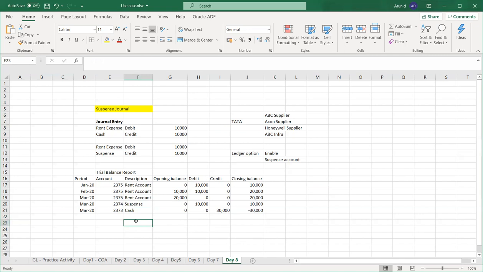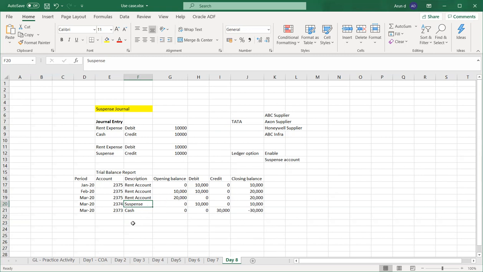Yes, correct. So that is why we will not suggest it. Even if I take 10,000 out of the business and I say suspense account, no one will be able to identify where this 10,000 came from or where it went. So that is why we will not prefer the suspense account, and we will not suggest it either.